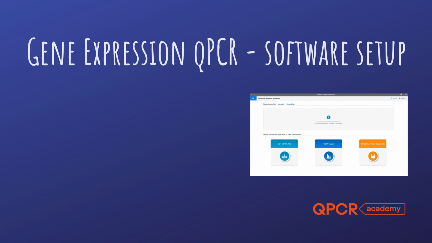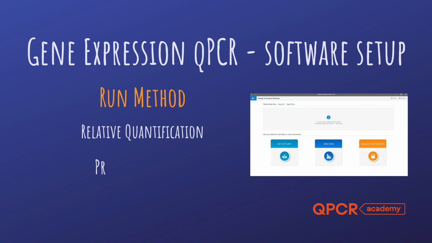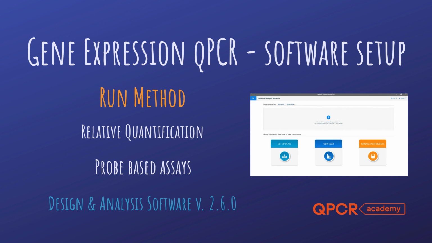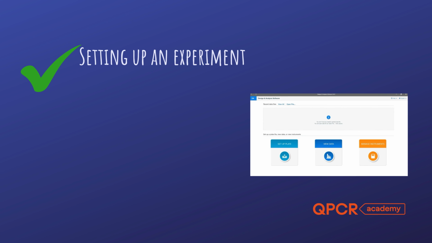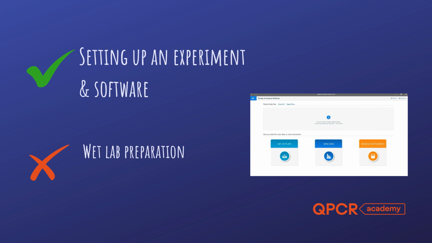In this video, I'll walk you step by step through setting up a gene expression QPCR experiment using a relative quantification approach with probe-based assays. The workflow is demonstrated in QuantStudio Design and Analysis Software version 2.6.0. In this tutorial, I'll focus purely on setting up the experiment in the software. I won't be covering wet lab preparation or biological interpretation.